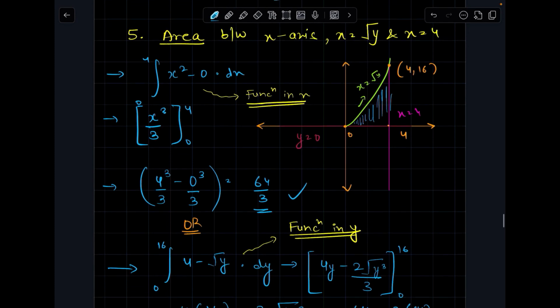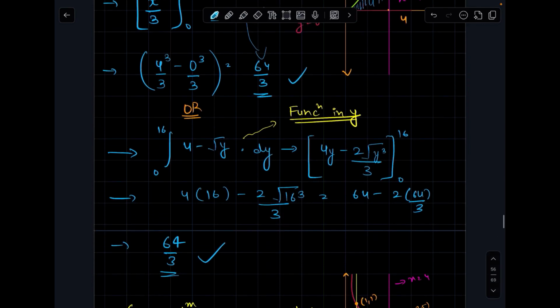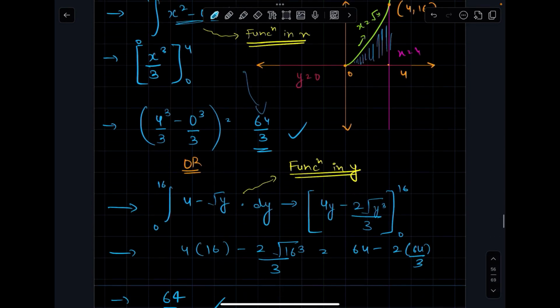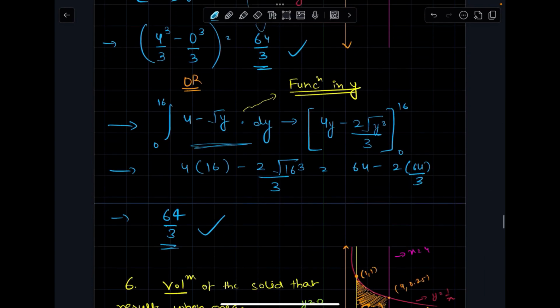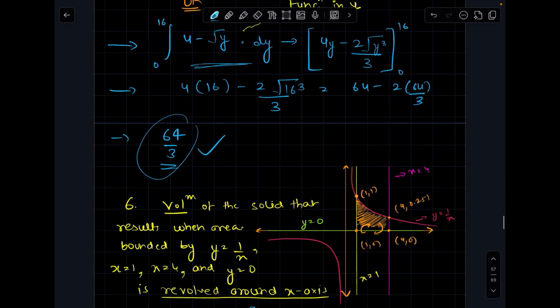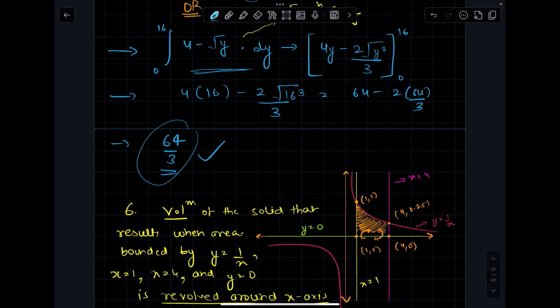With functions of x, your answer is going to be 64 by 3, and this is how your integral should be set up. If you're integrating it vertically, this is how your integral should be set up, and your answer is, of course, going to be the same, 64 by 3. So you can double check as well. I've given you the diagram as well. Solve this question.